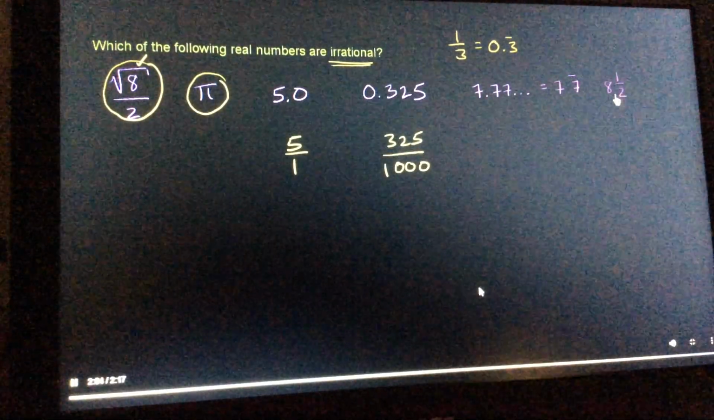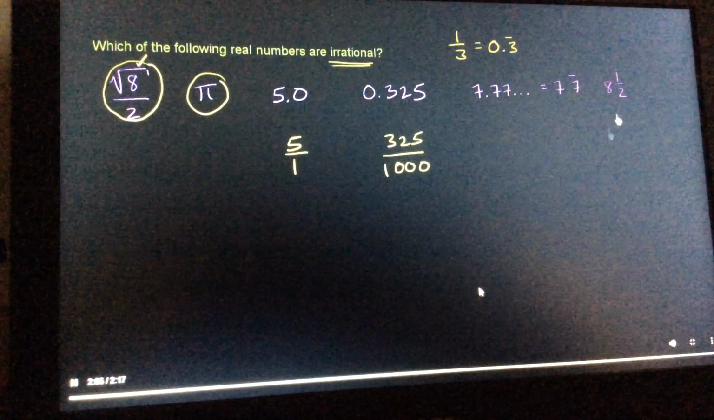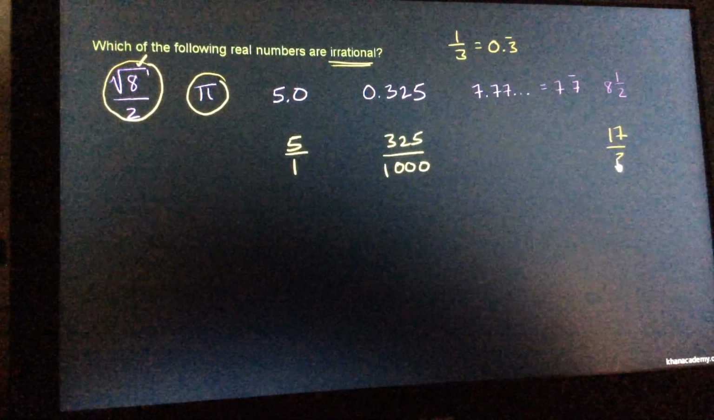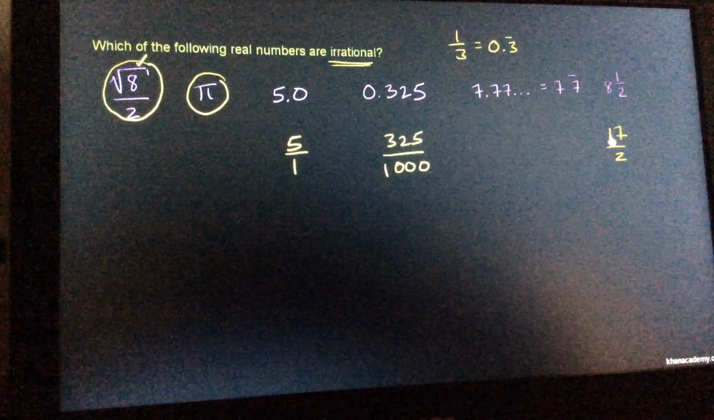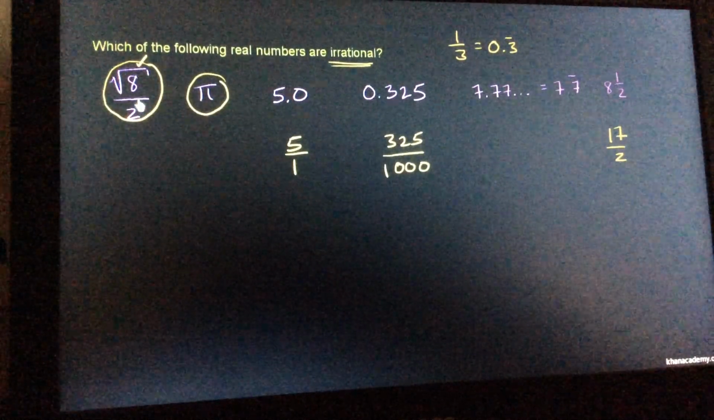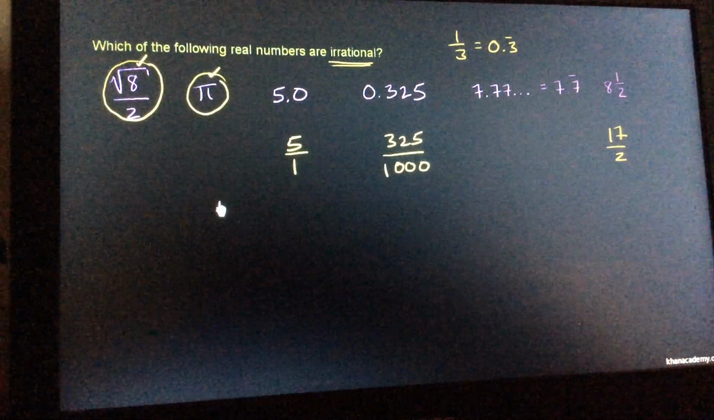8 1/2, well that's the same thing. 8 1/2 is the same thing as 17 halves, so it's clearly rational. So the only two irrational numbers are the first two right over here.